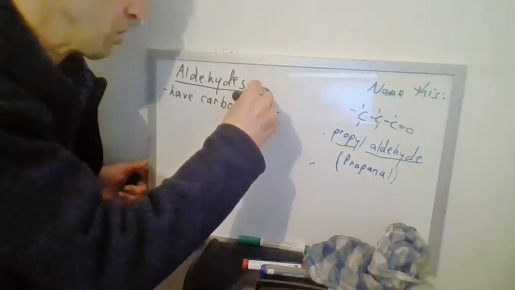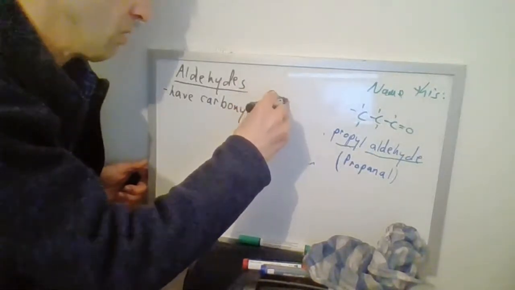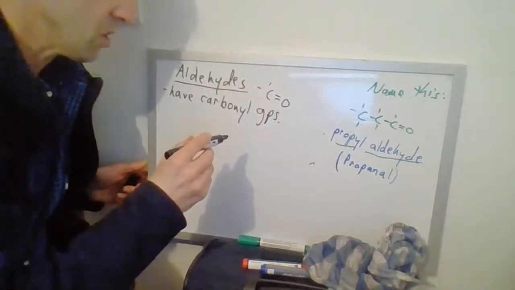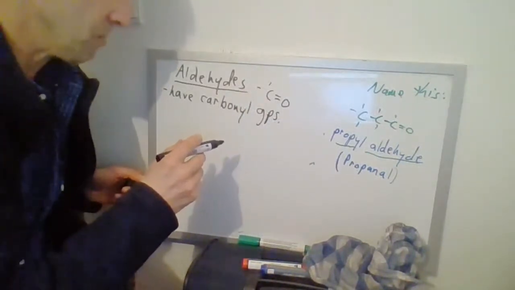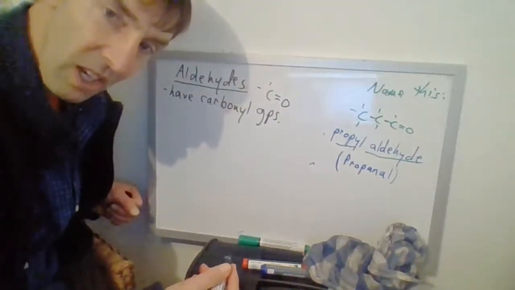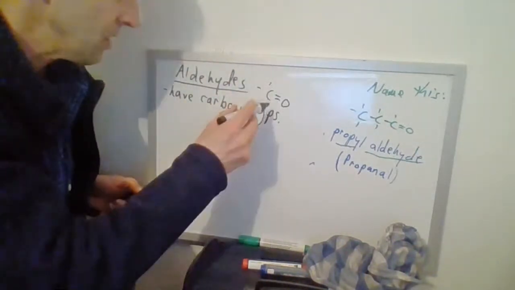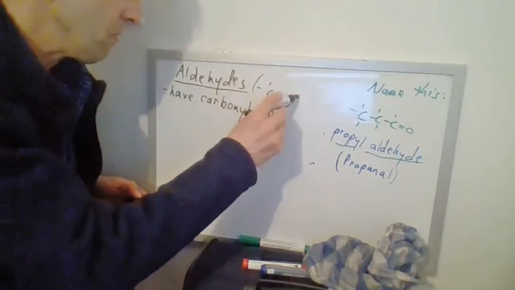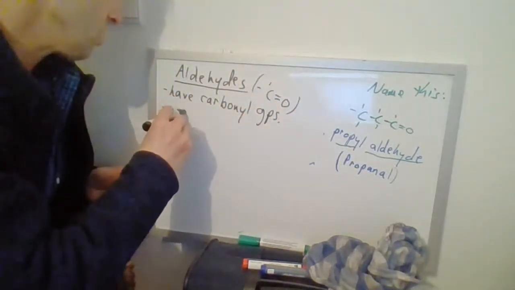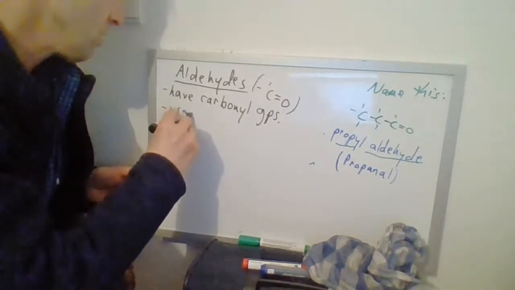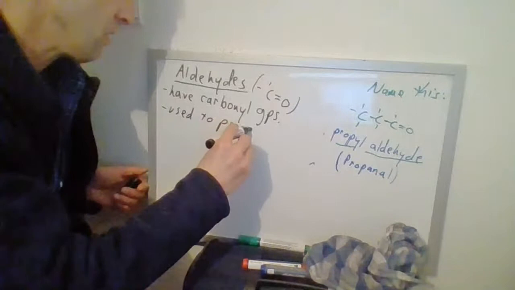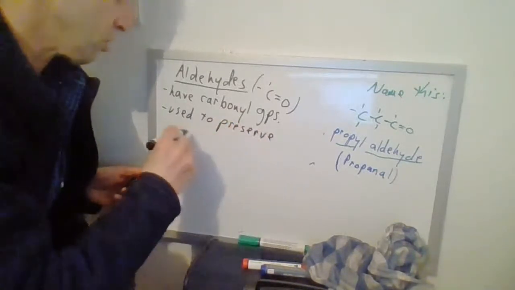What is a carbonyl group? It's a C double bond O, right, with a couple of H's hanging on there. So it's at the end of the molecule. It's a C double bond O. No OH. That's carboxylic. Sorry they sound so similar. They're not, though. So that's a carbonyl group, and that's what all aldehydes got. And they're used to preserve biological specimens.